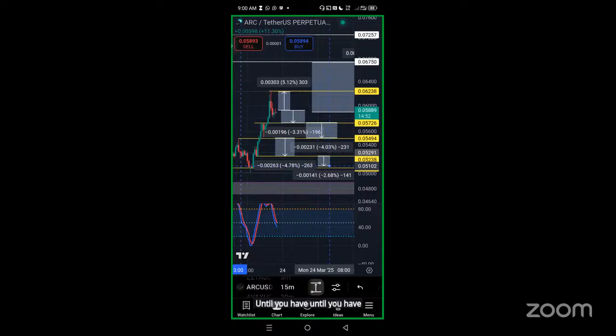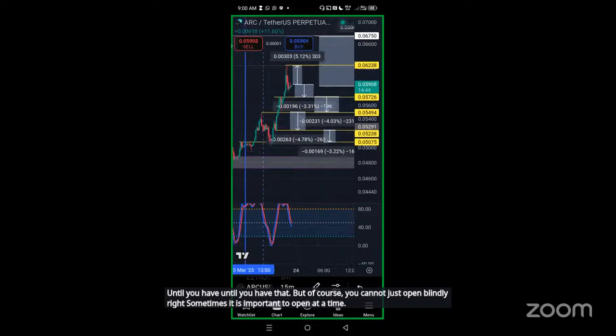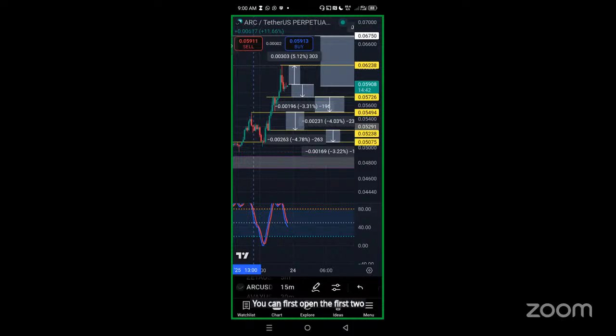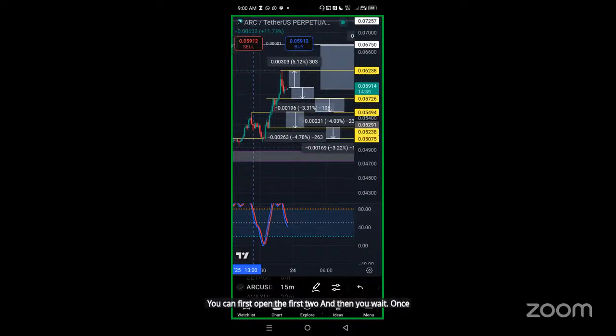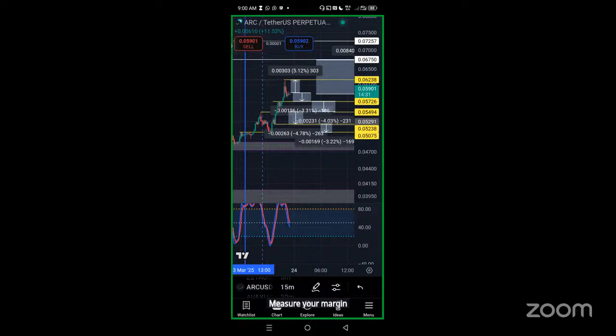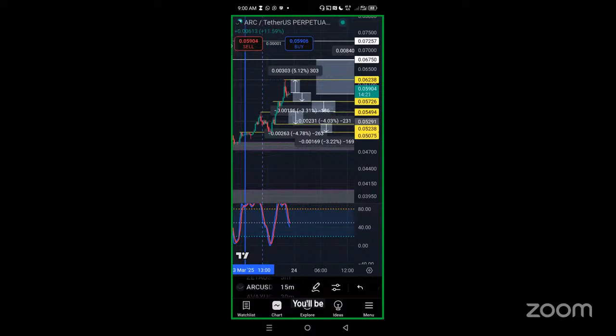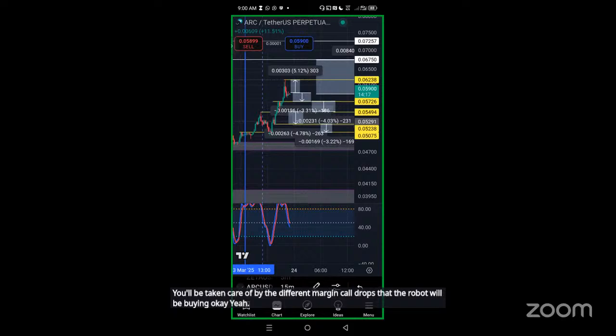But of course, you cannot just open blindly, right? Sometimes it is important to open at a time. You can first open the first two, and then you wait. Once it buys the first two, then again you go and open the other, and next, like that. That is if you have time. But if you don't have time, measure your margin call drops at once and set them accordingly. So whatever level the price will drop to and then reverses in your favor and begins rising, you'll be taken care of by the different margin call drops that the robot will be buying. Okay? So that's basically how you use this.